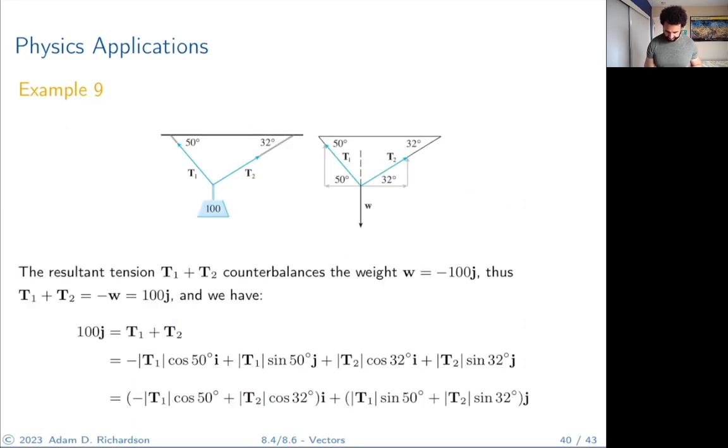So we can write this. We can say that the sum of those two is going to be the opposite of that force W, and W is in the J direction, but it's pointed down, so it's in the negative J direction. And these two forces, T1 and T2, are basically pulling upward on it. So that means the sum of those two is going to be in the opposite direction of W, which is given by 100 times J. And that's where we get this equation.